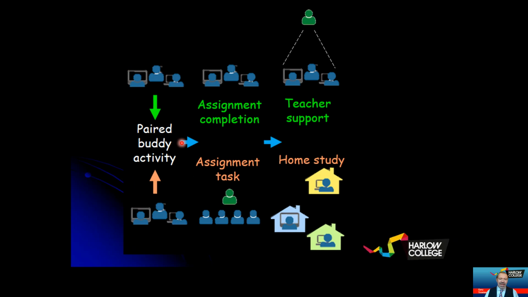So then, post-paired activity, we're talking now late morning, early afternoon, typically, the online community would go to independent study or independent completion of their assignment. The in-college group would be briefed by their teacher on what work they've got to complete at home, and then would go home to complete that. The teacher would then be free mid to late afternoon to support the online community independently. And so there we go.